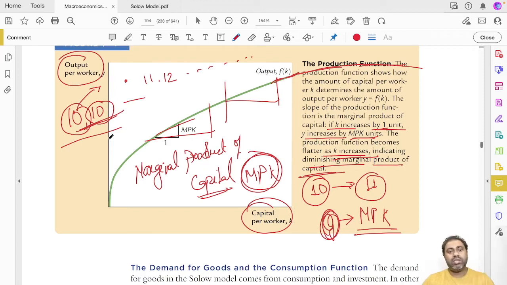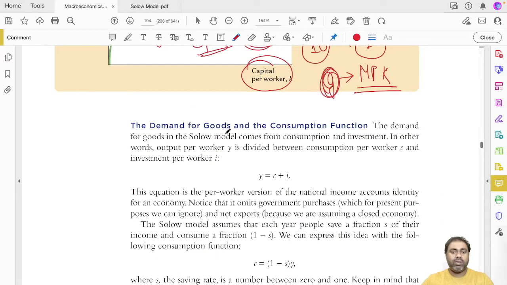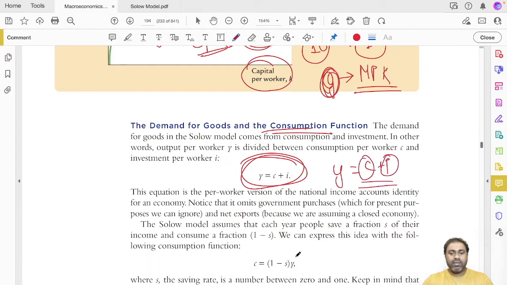And that's why this diminishing marginal returns is negative. Okay. Demand for good and consumption. So this is simple, we have seen in macroeconomics also. Y is equal to C plus I, where C is your consumption, I is your investment.